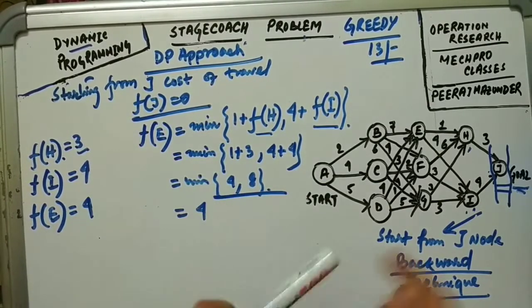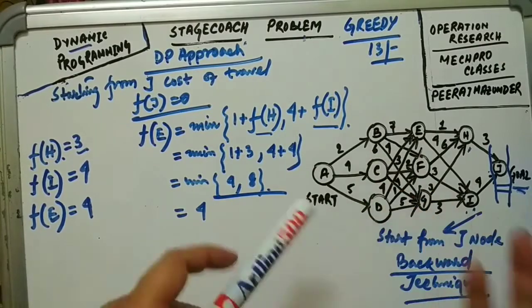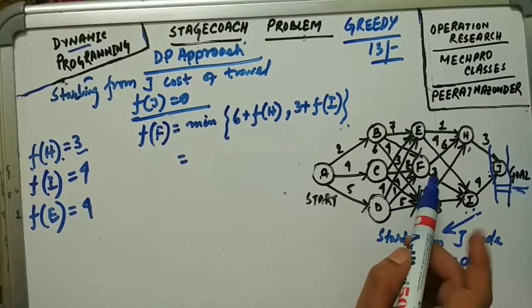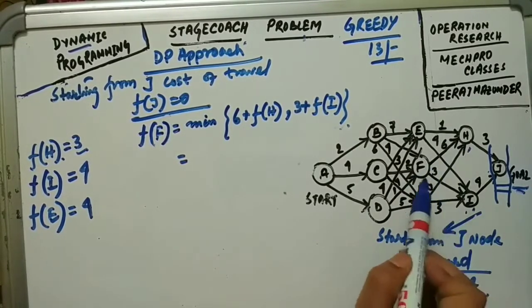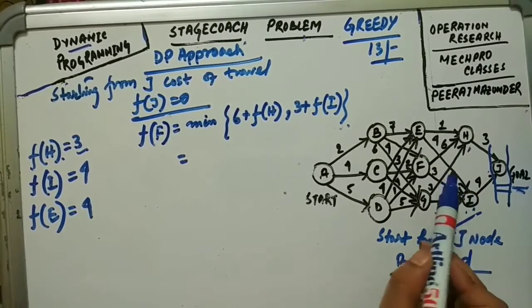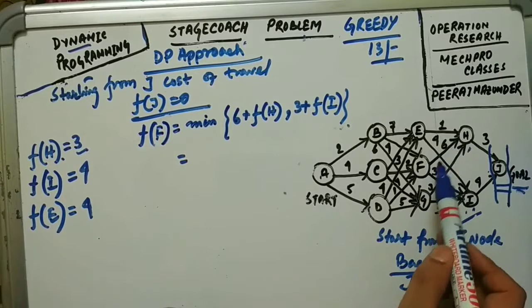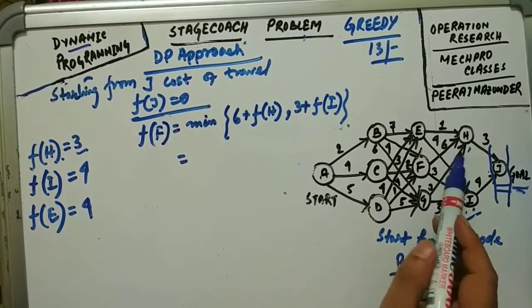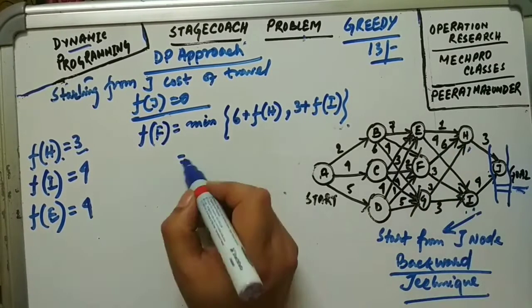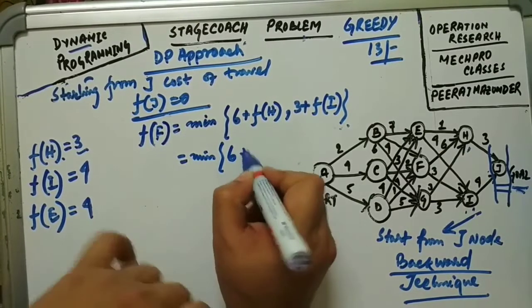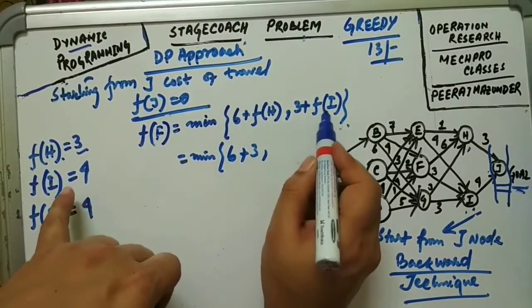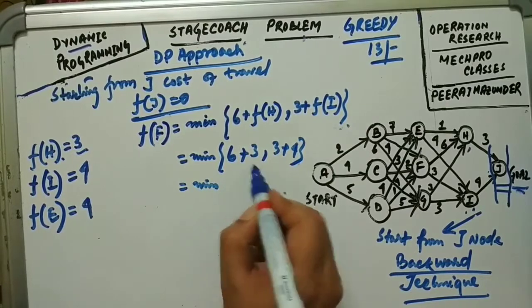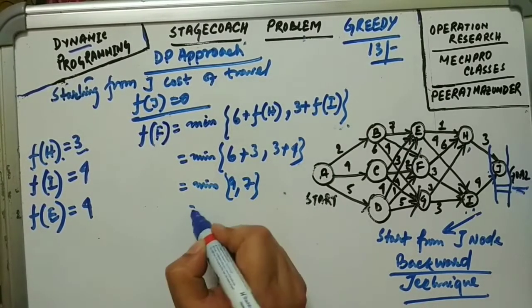Next we have to calculate F of F, G, B, C, D as well. Let us calculate. Now F of F, from F we have got two alternatives, that is F to H and F to I, you can see. The value given from F to H is 6, and from F to I the value given is 3. So 6 plus F of H and 3 plus F of I, you already know. So I can write 6 plus F of H, that is 3 given over here, and 3 plus F of I, that is 4 given over here. Now the minimum of these two, 9 and 7, that will be 7 only.